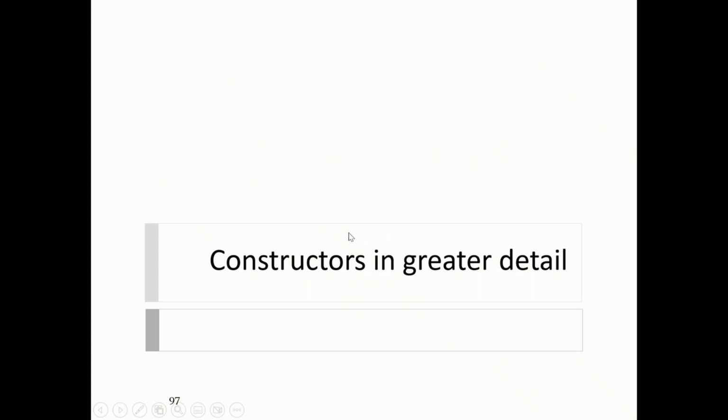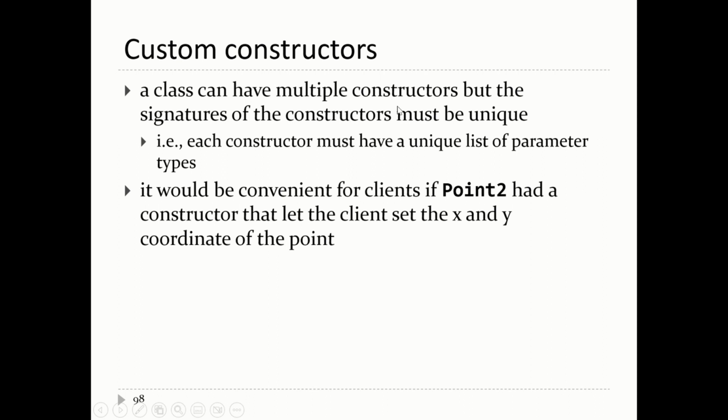Okay, more constructors. So you can add multiple constructors to a class, and it's often the case that a class will have multiple constructors. When you add multiple constructors, the signatures of the constructors must be unique. Now, all constructors have the same name, so that means the parameter lists have to be different.